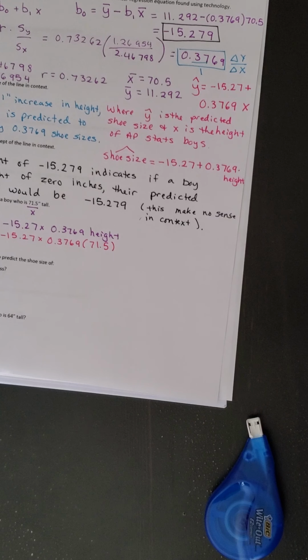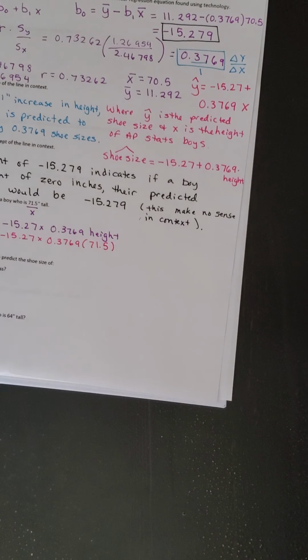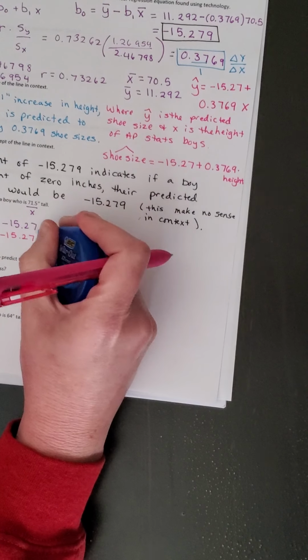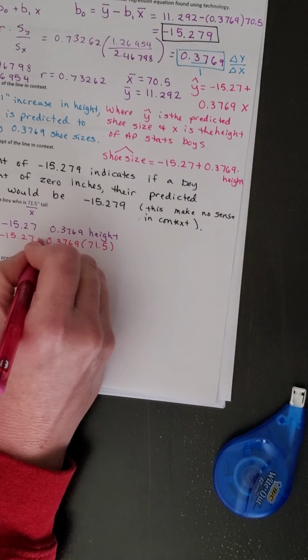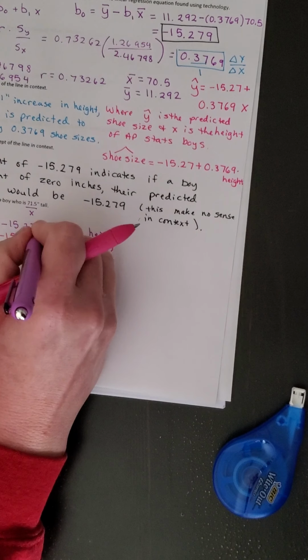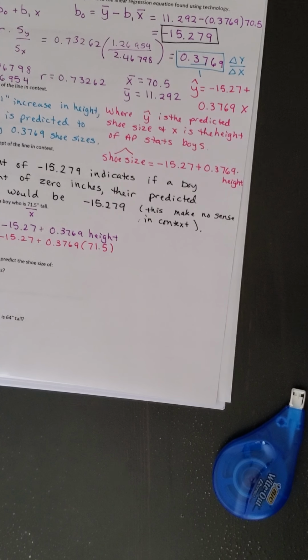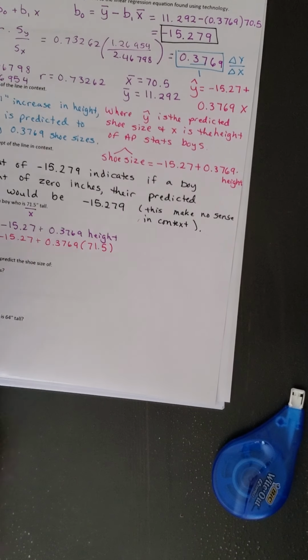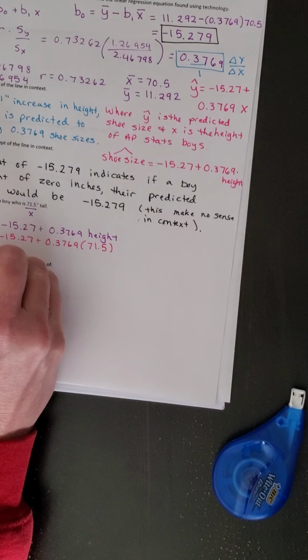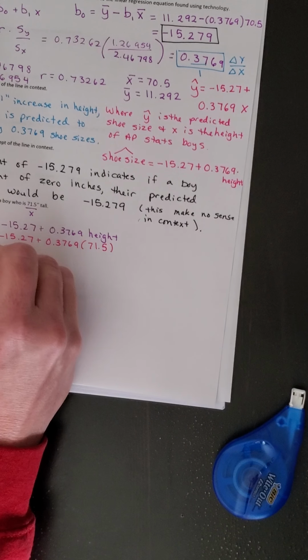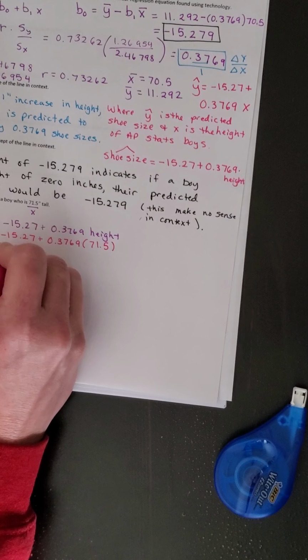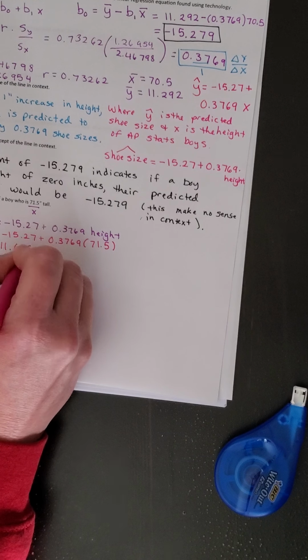Negative 15.27 plus, I'm sorry, that should be plus. I don't know why I wrote times. I'm going to go back and fix it. Plus 0.3769 times the height, which is 71.5. So this person would have a predicted shoe size of 11.678.